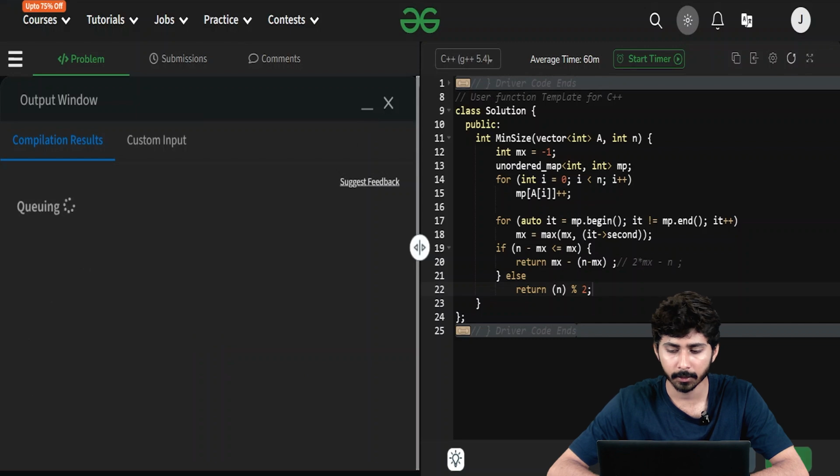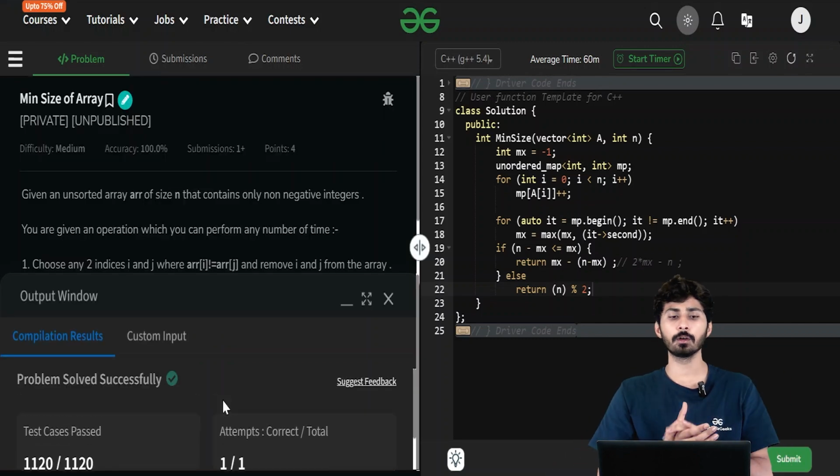Working perfectly fine, and let's try to submit it. And we can see that this problem has been successfully submitted. Okay, so this was the minimum size of the array.